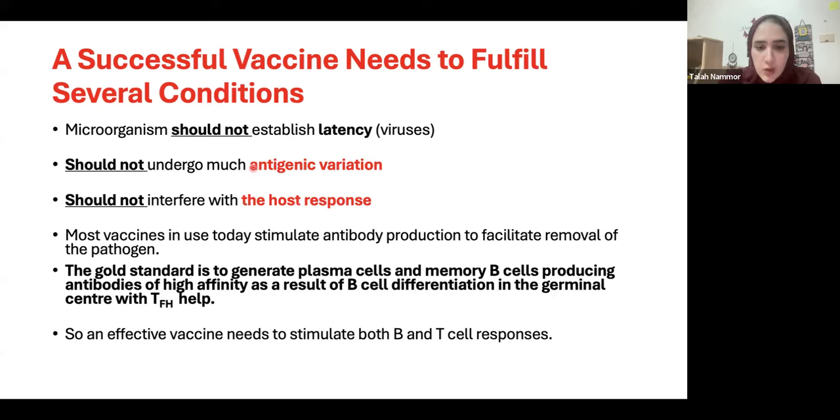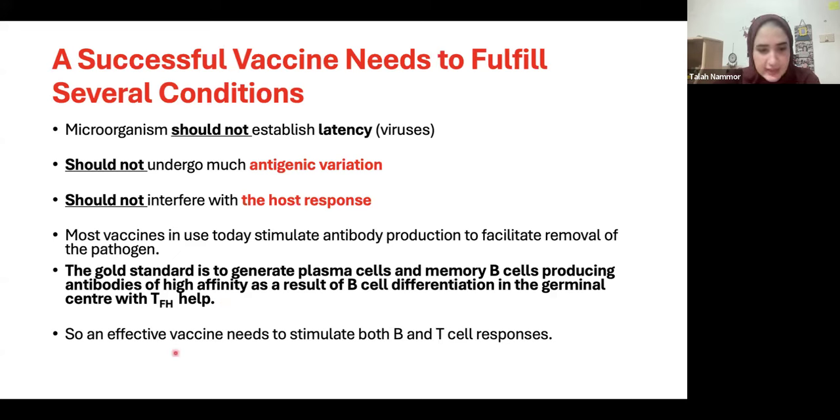It should not interfere with the host response. This vaccine is only there to amplify the host response. It's only there to improve the response, not to change it. The gold standard is basically to be able to form memory B cells. It's to be able to have T helper cells. So we want to make sure we have memory B cells. We want to make sure the CD40L happened. So this is the thing that we go over.